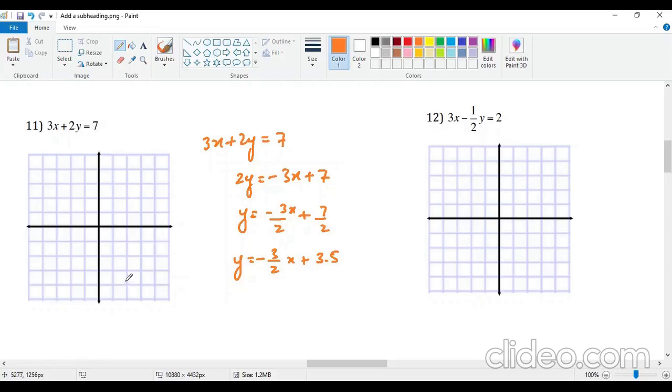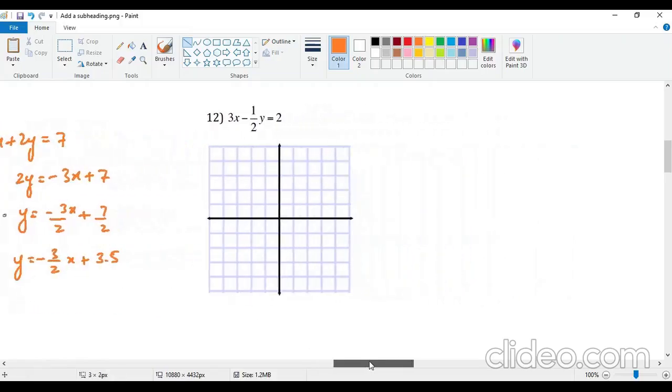Okay, so you start with the positive 3.5. This is 1, 2, and 3. 3.5 is going to be here. From here, your gradient is negative, so you go down from here. So you go 1, 2, and 3, 3 down, and 2 this way, 1 and 2 this way. These are going to be your 2 points. You make a straight line using a ruler, and you get full marks.